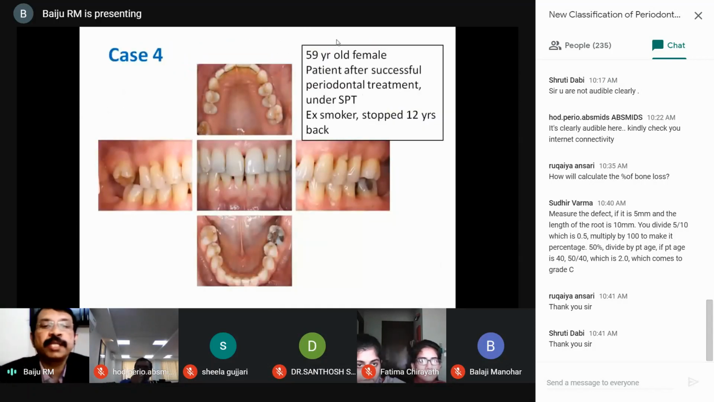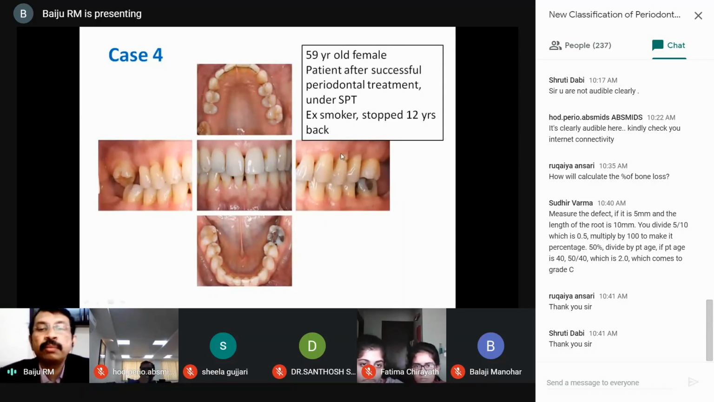Moving to the fourth case, another patient, a 59-year-old female. The patient is under SPP from some other clinician. She has moved to a new location, so she has come to see the local periodontist. She was treated successfully by another periodontist at some other institute. She is following the SPP visits in a meticulous manner. She is an ex-smoker. She stopped smoking 12 years back.